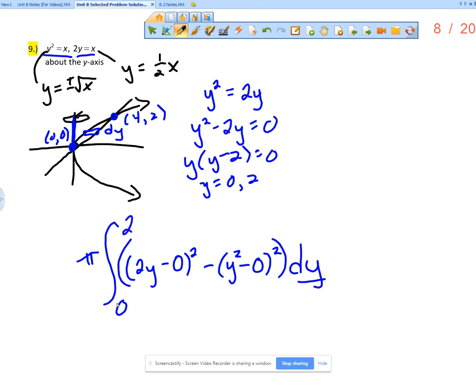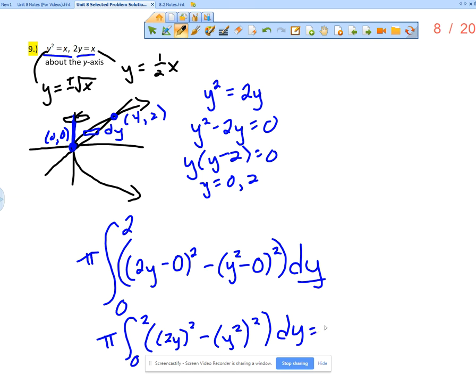Now this is probably not what you see in the answer sheet because you'd be looking for something like pi times the integral from 0 to 2 of, and I would simplify this as 2y squared, or maybe 4y squared, minus y squared squared with respect to y, or you could see y to the 4th. So the other variation would be pi times the integral from 0 to 2 of 4y squared minus y to the 4th, with respect to y. So you've got to remember you're looking for maybe these different variations on the answer sheet.